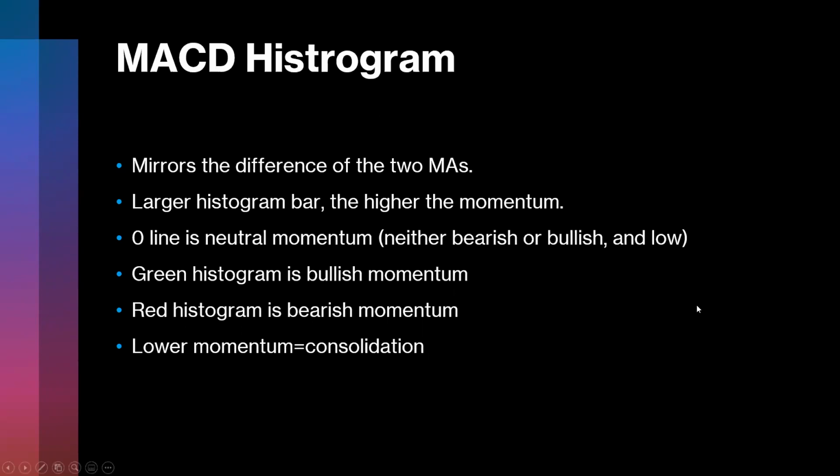Lower momentum usually equals consolidation. Okay, when momentum is pretty flat, most times you're going to see a chart running sideways, and that's in relation to the zero line. Okay, so if the MACD lines are hanging right around the zero line, most likely you are in consolidation.